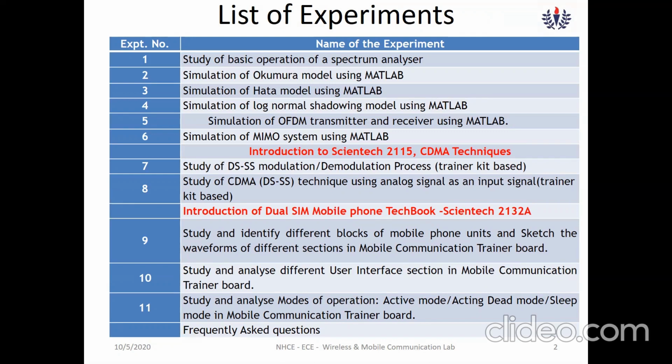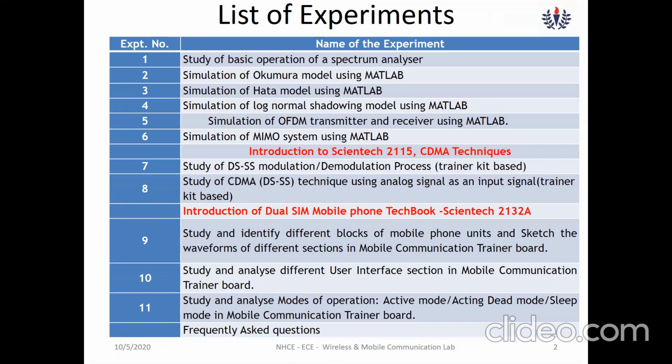So altogether in this laboratory, we are going to do 11 experiments, out of which 6 experiments are based on MATLAB coding. The remaining 2 experiments are based on the CDMA trainer kit, and the 3 experiments are based on the mobile trainer kit.